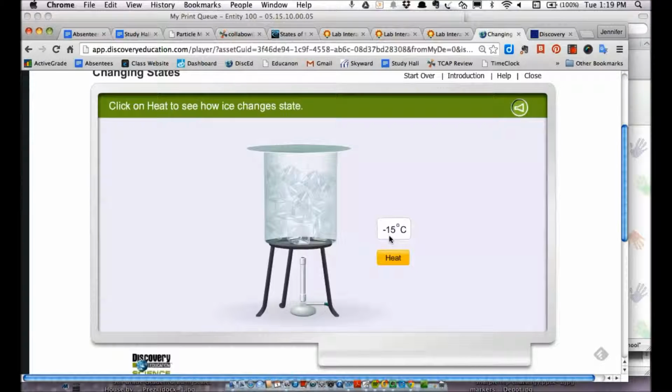So right now it's below 0. Notice the C there lets us know it's not Fahrenheit, it's Celsius. So this is 15 degrees below 0, and the ice is still solid. When I hit the heat button, what do you think is going to happen here? It's going to melt. How will we know it's melting? What will be the signs? What will we see in the container as it melts?